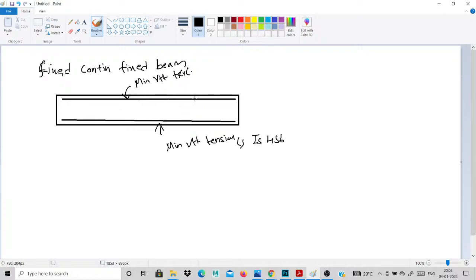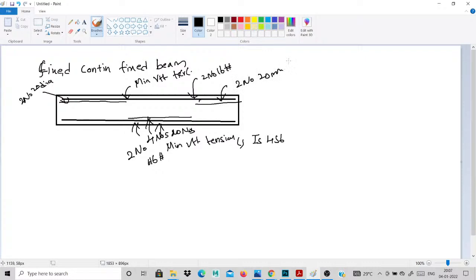For the minimum, I provide two numbers of 16 mm dia. I also provide two numbers of 16 mm dia for tension. Then another bar I provide as a curtailment bar for this distance, on top and bottom, based on your moment condition. In compression I provided two numbers of 20 mm dia, and in tension four numbers of 20 mm dia. The top is also the same, two numbers of 20 mm dia. The minimum reinforcement is two bars of 16 mm.